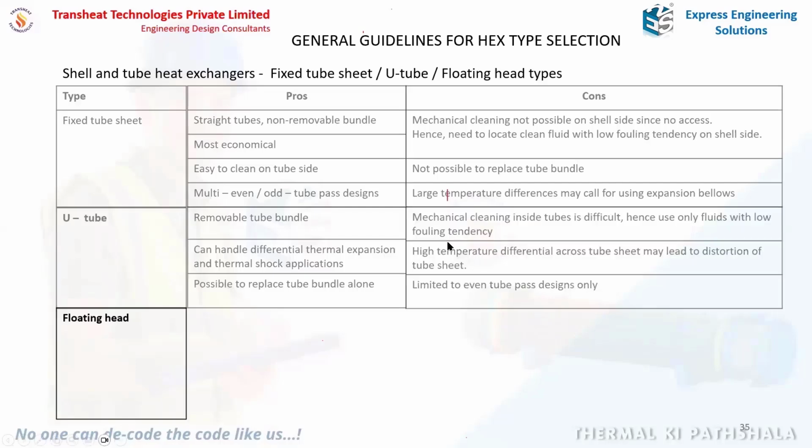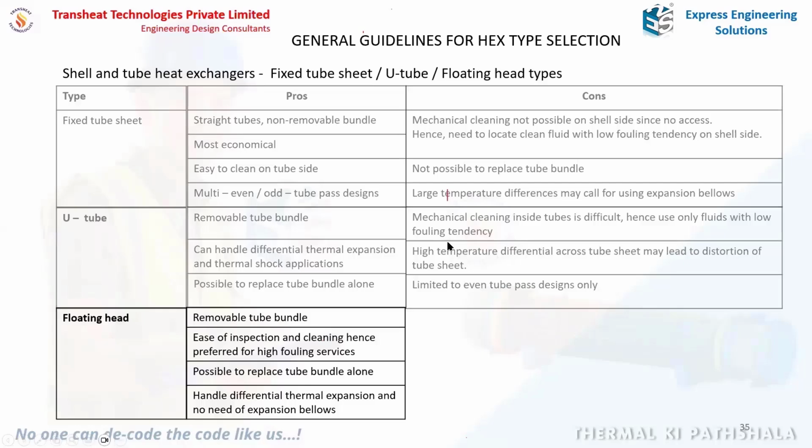Then a floating head unit. Your pros would be it is a removable tube bundle. You can remove the tube bundle and replace only the tube bundle. It's easy for inspection and cleaning because it's a removable bundle. Then it can handle differential thermal expansion and there's no need for any expansion joints.